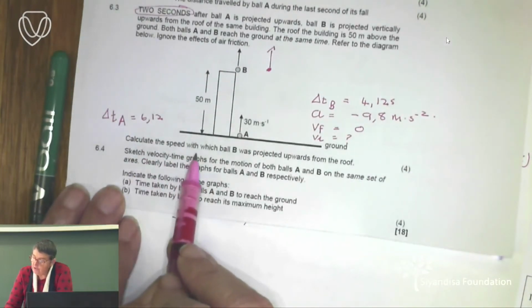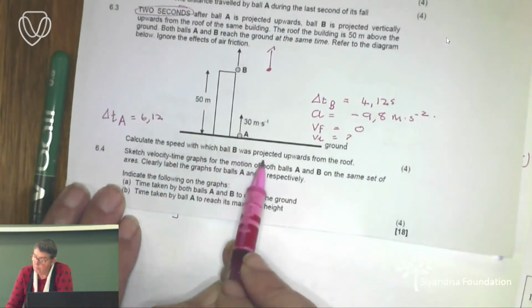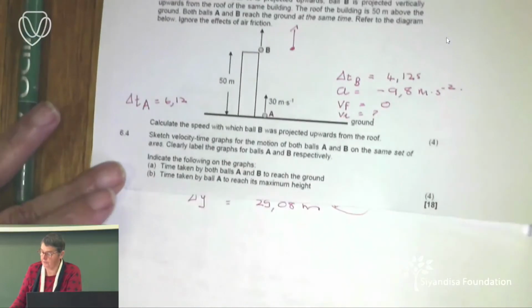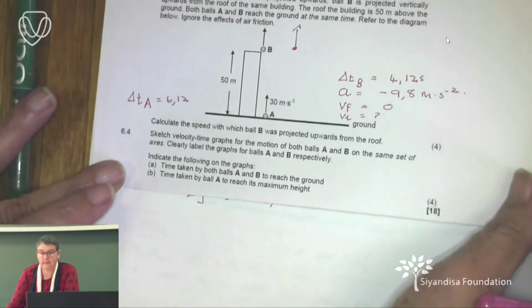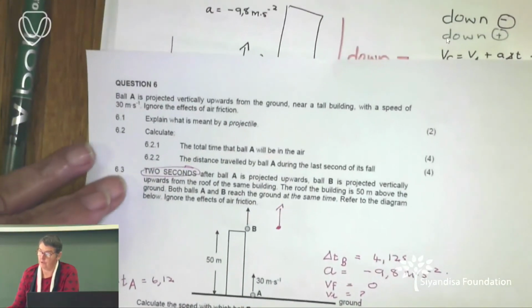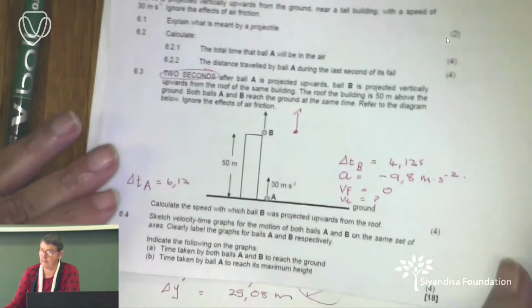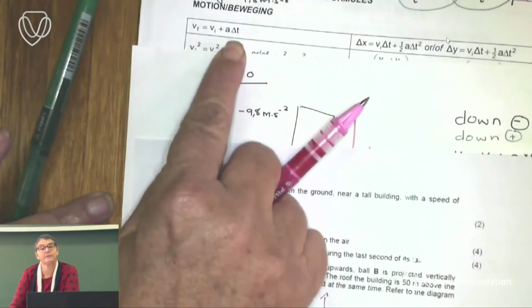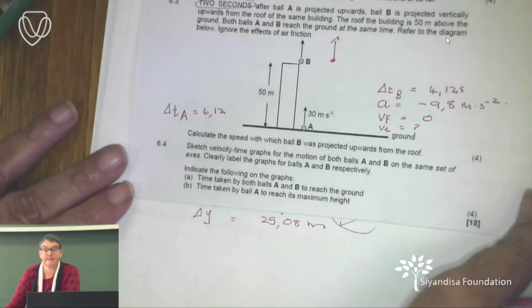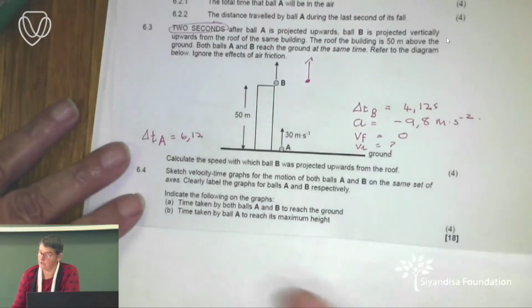Let's just see. Calculate the speed at which the ball was projected upwards from the roof. Okay. So let us quickly see if we can work this out. First you have to identify what formula to use. There are various formulas you can use. I'm going to use that one. There are quite a few things you can do here, but I'm first going to use that one.